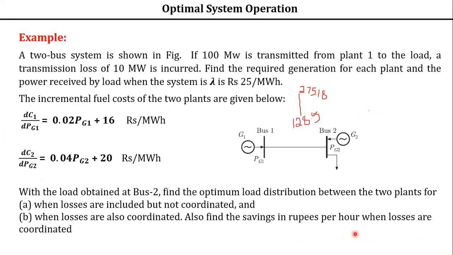Okay, fine. Let me delete this one. Okay, fine. Sometimes what they will do, no? They will not give this question. Understood? They will give the lambda value, but this question they will not ask: find the required generation for each plant and the power received by load. No, they will not ask here. So they will ask only these two questions. Only these two questions. So therefore, this question, same, we have done it.